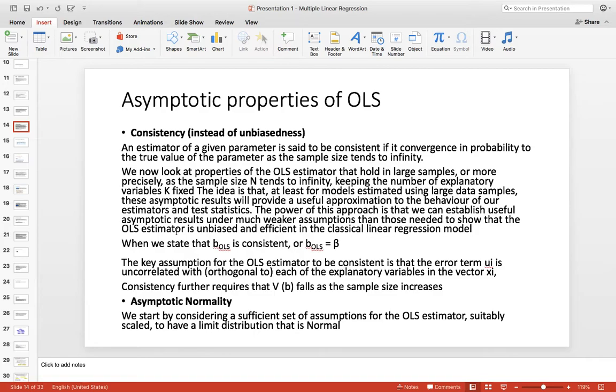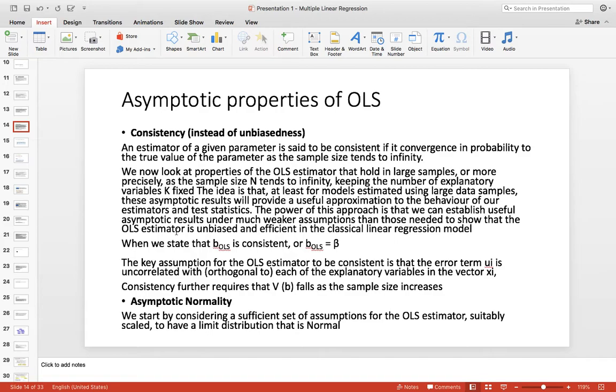asymptotic results under much weaker assumptions than those needed to show that the OLS estimator is unbiased and efficient in the classical linear regression. So when we estimate the OLS, the b OLS is consistent, meaning that b OLS will be equivalent to the beta parameter. So all OLS estimators, if they satisfy the condition of homoscedasticity, no multicollinearity, and no autocorrelation, the coefficients are unbiased and the variance of the estimator b will be minimum.